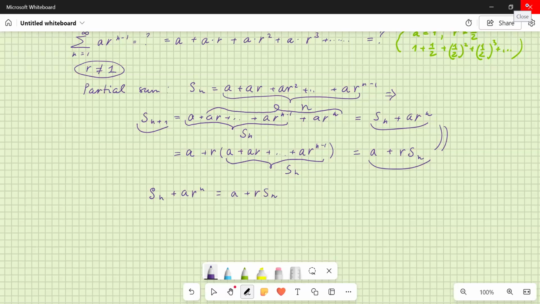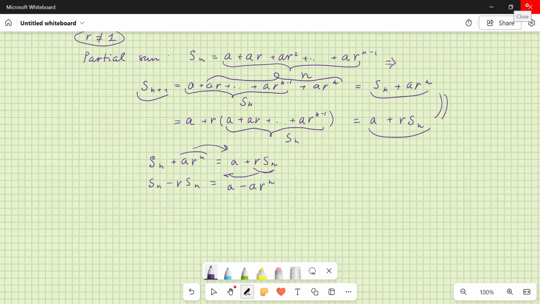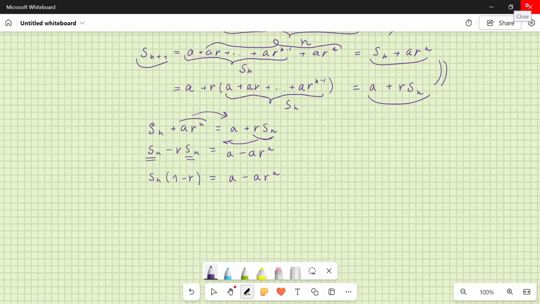So I'm going to bring this term to the left side, and write down Sn minus r Sn. And I'm going to bring this term to the right side: a minus ar^n. Now, because I have Sn here and Sn here, I'm taking it outside of parentheses. And here I'm not going to do anything. I know that it's logical to take a outside of parentheses, but for my purposes, it's going to work better like this. Now, guys, the last step left is to divide by 1 minus r. So Sn equals a minus ar^n divided by 1 minus r. Wow. So I calculated the partial sum.